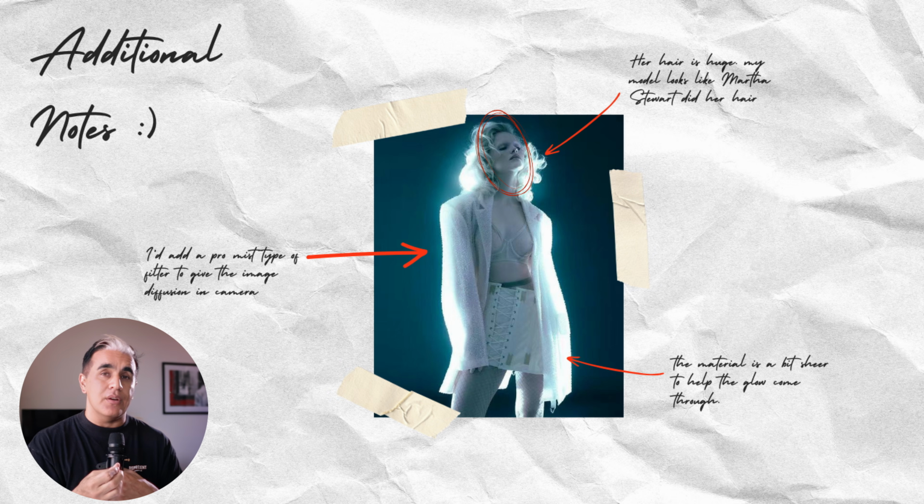The other thing that I want to point out is that the hair on the model is big. It's really, really big, and it's fine hair, and it's very blonde hair. So that's going to blow out into that light, and it's going to seem like it's a much bigger glow.